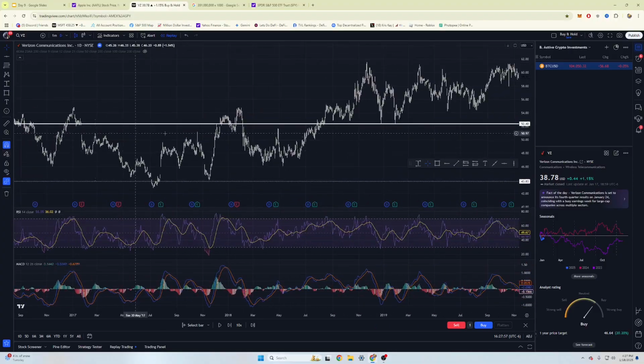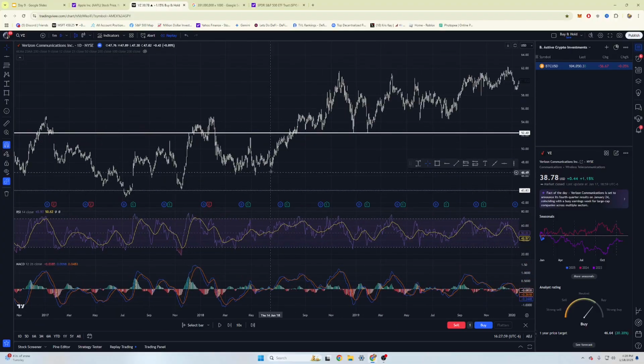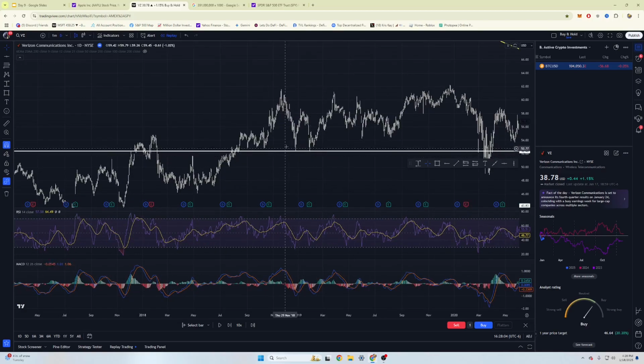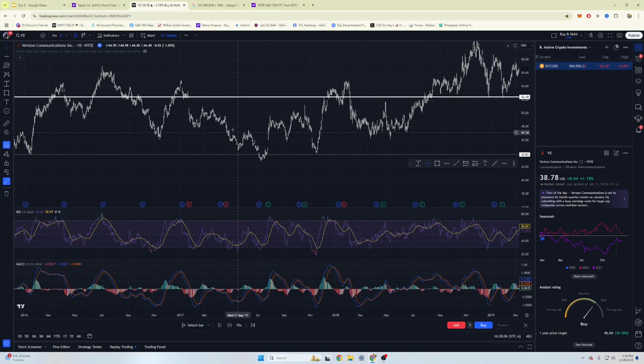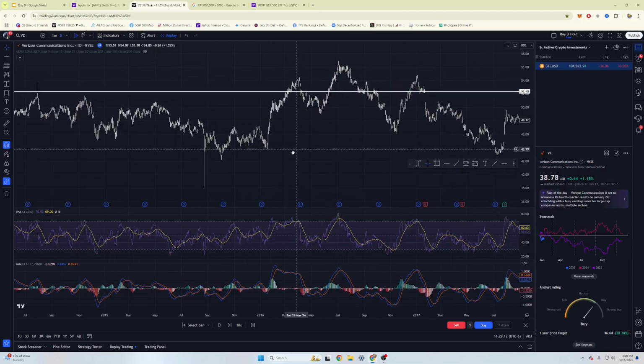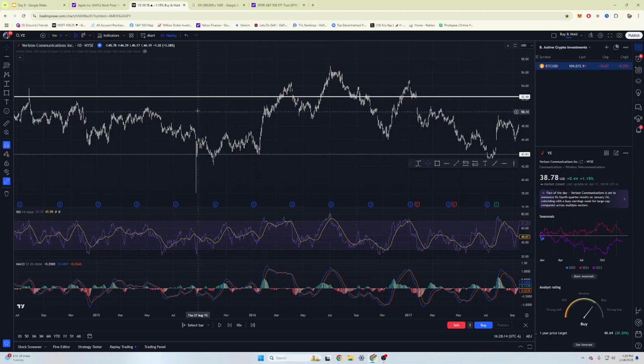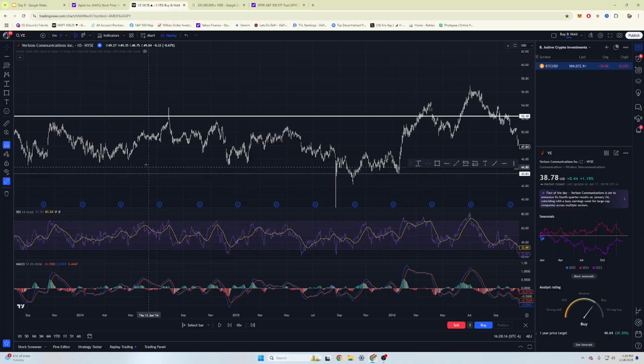And eventually, as it kept fighting that line, it broke above, and it tapped it. And it tapped it again. So as you can see, that's how important it is that resistance can actually be turned into support. It's just an area where people are interested in price, interested in either buying or selling.